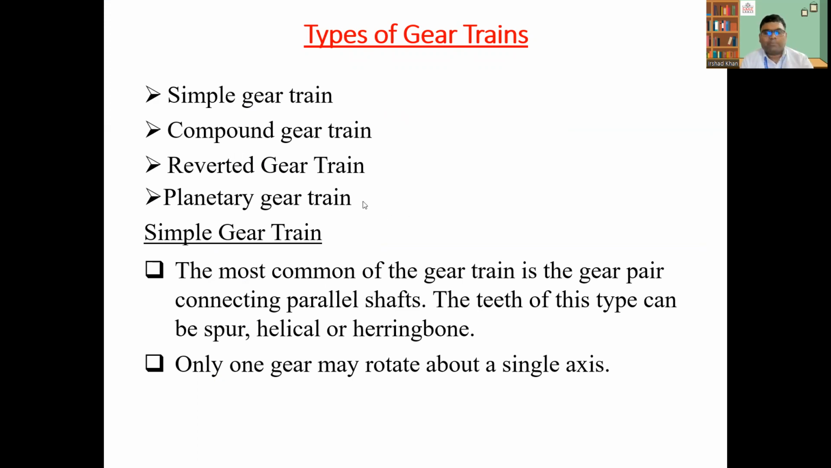A simple gear train we can define as basically the most commonly available gear train, in which the gear pair connects parallel shafts. The teeth of this type can be spur gear, helical gear, or herringbone gear. Because the mating gears have parallel shafts, this kind of gear can be used here. And only one gear may rotate about a single axis.